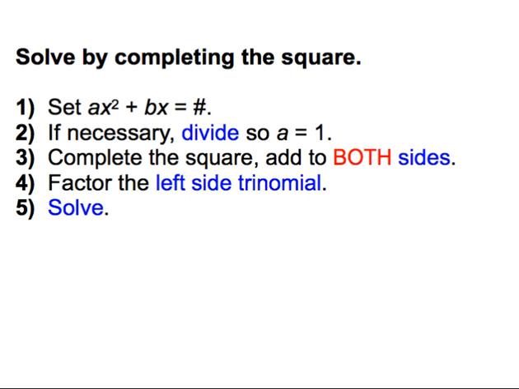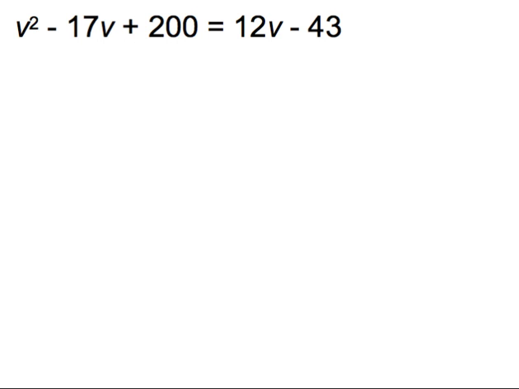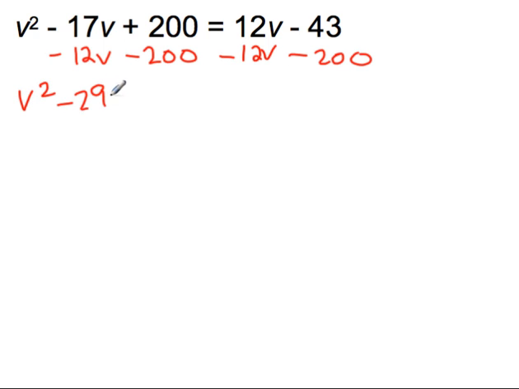Now take a second, pause, fill in some blanks. This is how we're going to solve by completing the square. The first thing we want to do in solving this problem is to get all the constants on one side and the variables on the other. So the first thing we're going to do here is subtract the 12v. So I'm going to line the v's up. And I'm also going to subtract 200 so that all the constants are together on the other side of the equation. So I'm going to end up with v squared minus 29v.